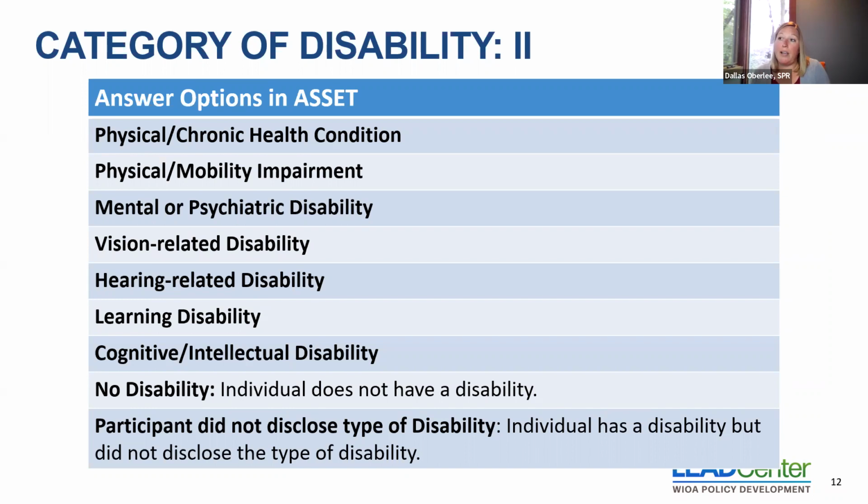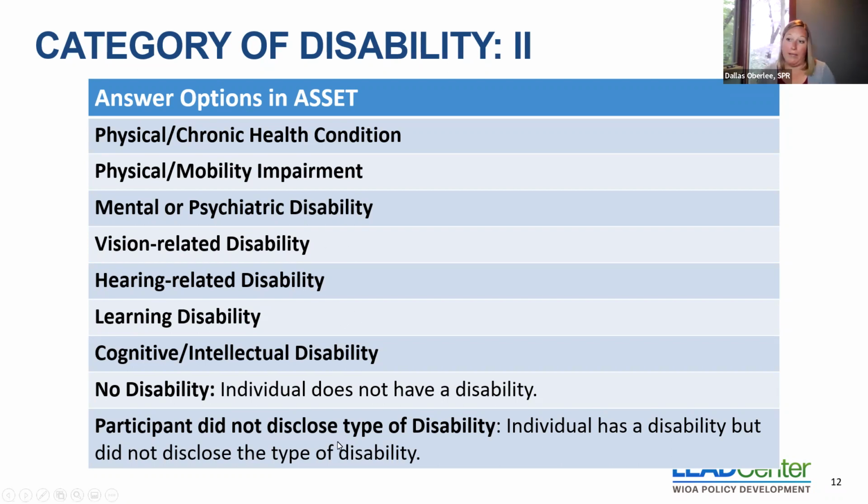The categories are physical chronic health condition, physical mobility impairment, mental or psychiatric disability, vision-related disability, hearing-related disability, learning disability, or cognitive intellectual disability. And then the individual can also choose not to disclose. So they might say, yes, I have a disability, but I don't want to disclose what type. That's fine too. That is an option that you can select. And if in that first question they say that they do not have a disability, then here you would select no disability.